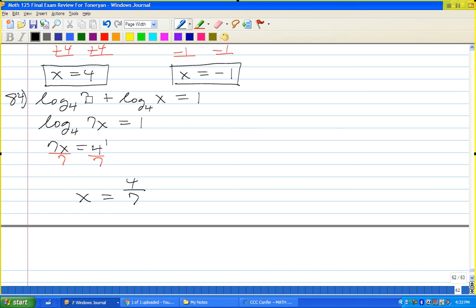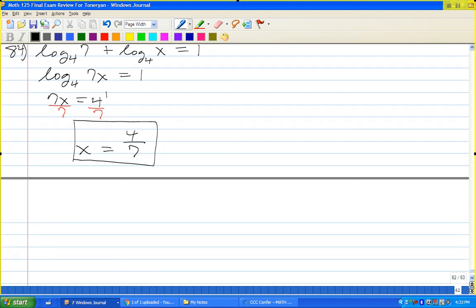Since 7 is positive, I can take its log. Since 4 over 7 is positive, I can take its log. Therefore, my solution is x equals 4 over 7. Let me do problem number 85.